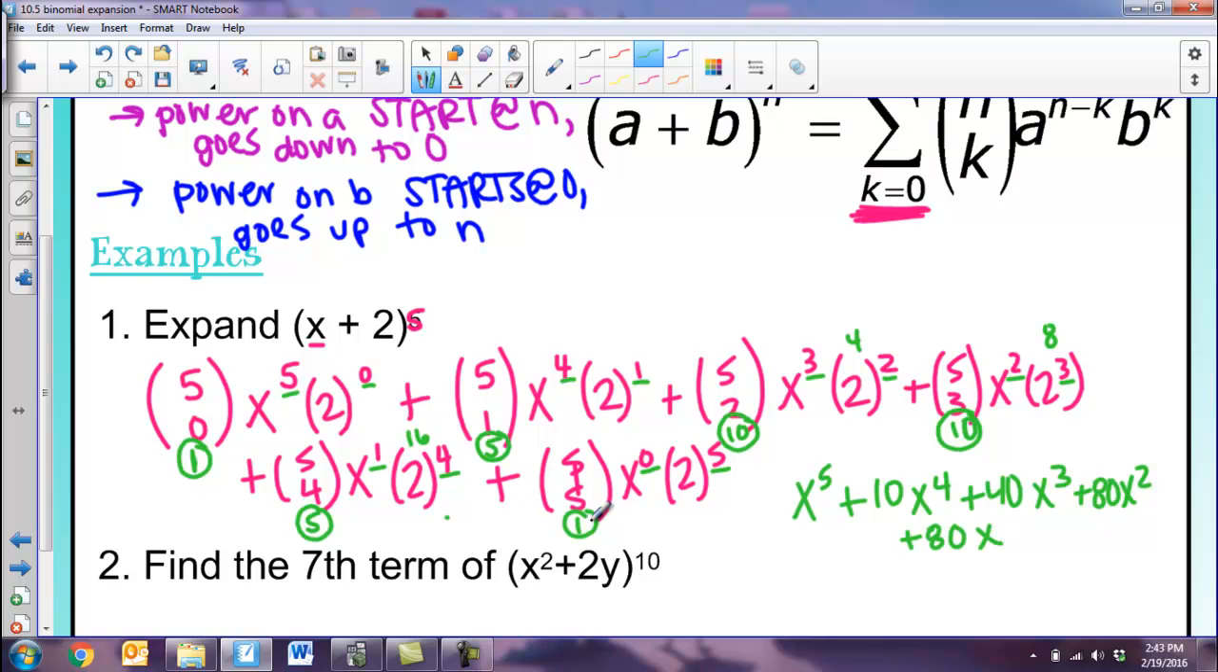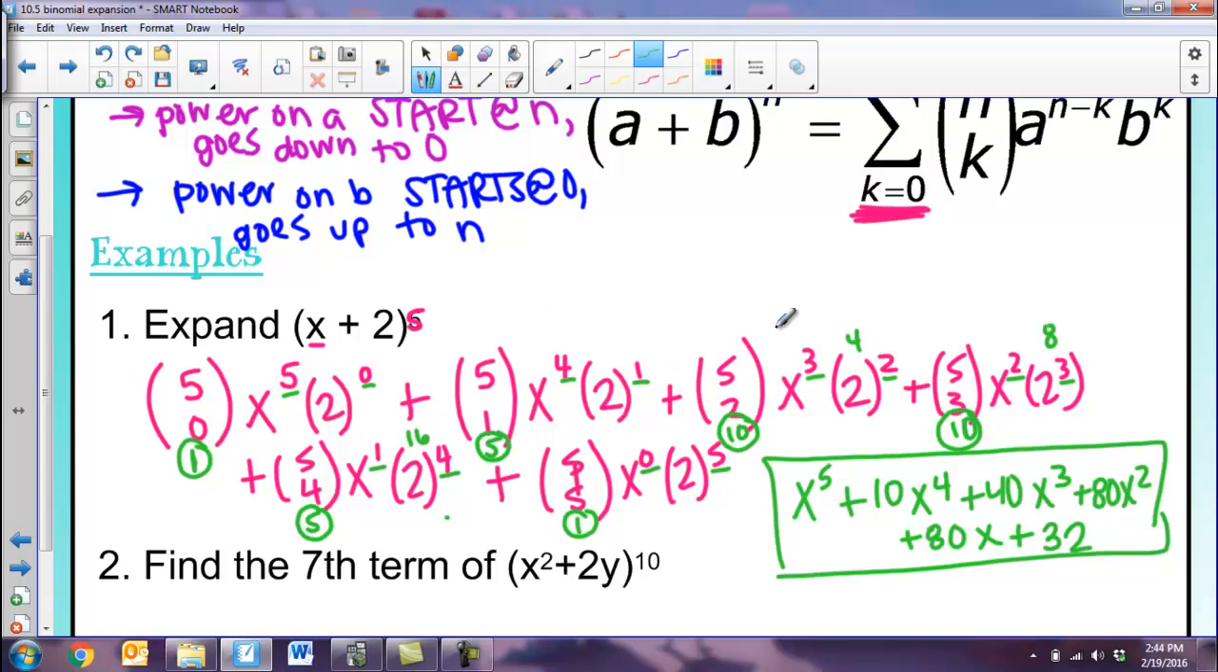And then finally, it's just going to be 1 times 2 to the fifth, and 2 to the fifth is 32. And so this would be my complete expansion. So all I did there is I calculated the coefficients using my n choose k, however you want to think about it, with your calculator, with the formula, or with the Pascal's triangle.